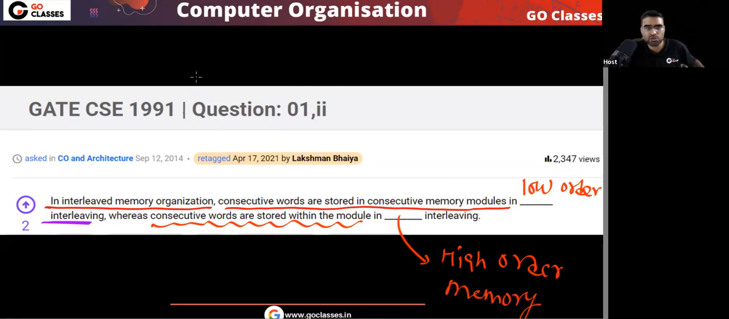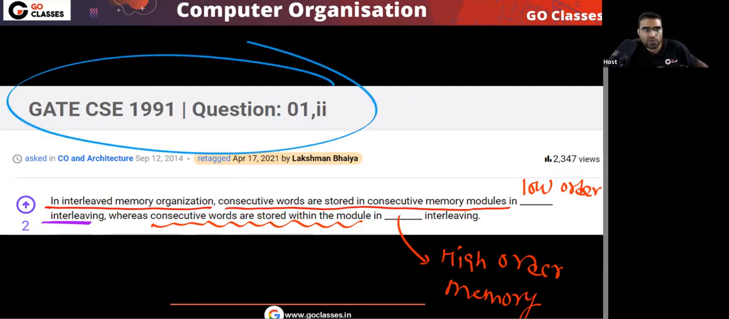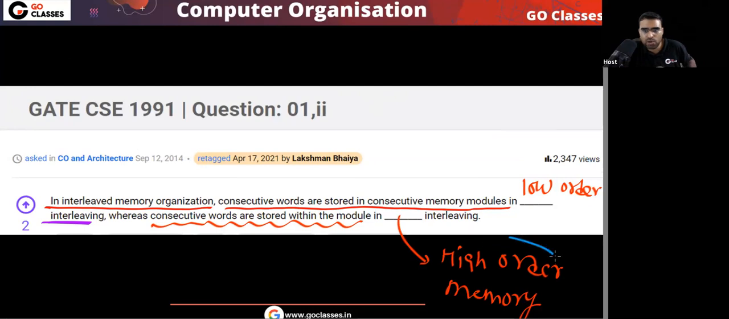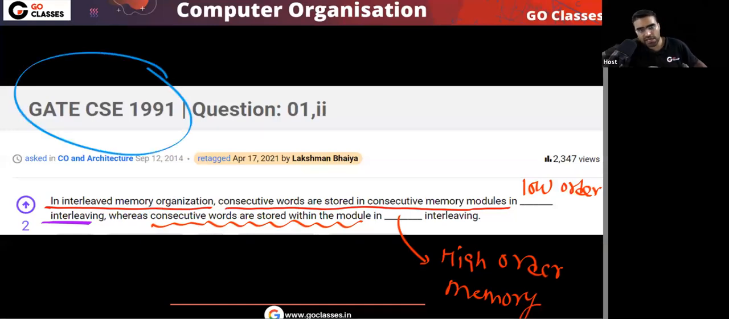Please tell me, did you understand this question? Is this clear to everyone? We have already seen low order memory interleaving and high order memory interleaving. These concepts we have already seen. So this question makes sense to you? In interleaved memory organization, consecutive words are stored in consecutive modules. This will happen in low order memory interleaving. And consecutive words are stored within a module. This will happen in high order memory interleaving. So this is your GATE 1991 question. Understood?